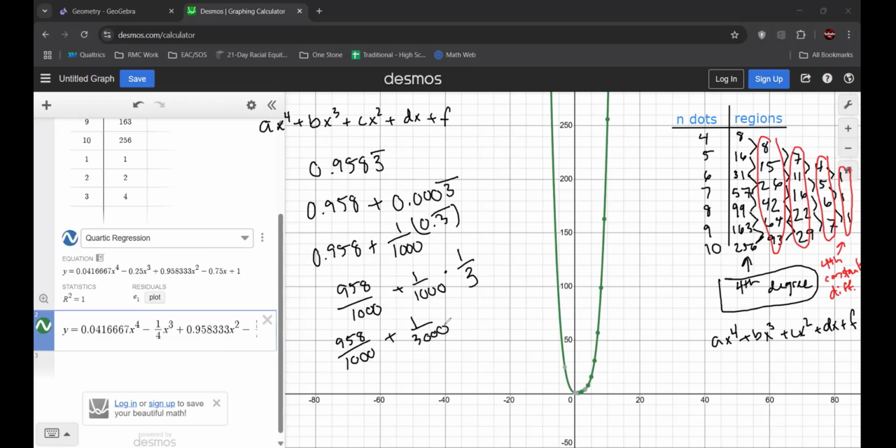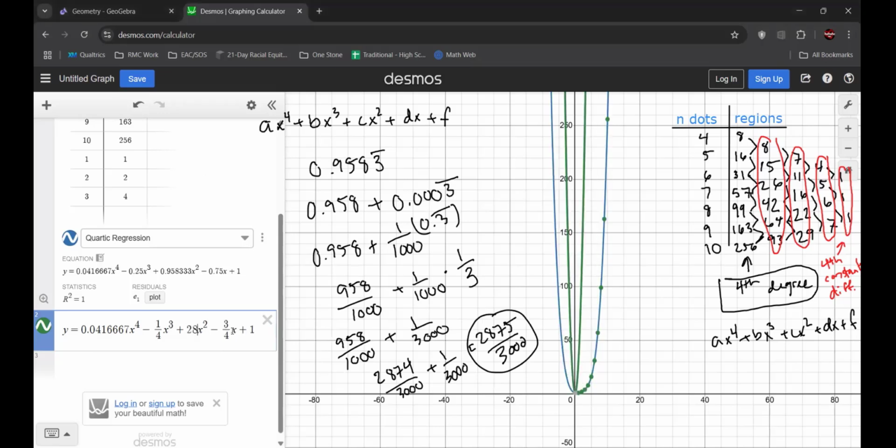Common denominator is 3,000 there, so let's take 958 times 3. With a calculator, I got that's 2,874 over 3,000 plus 1 over 3,000. So that's going to be 2,875 over 3,000 is our fraction there. So I'm going to replace this one with 2,875 over 3,000. Let's do our next one.